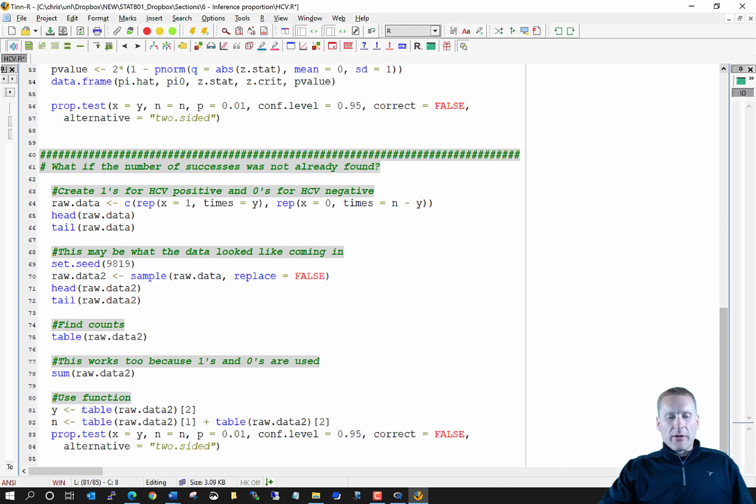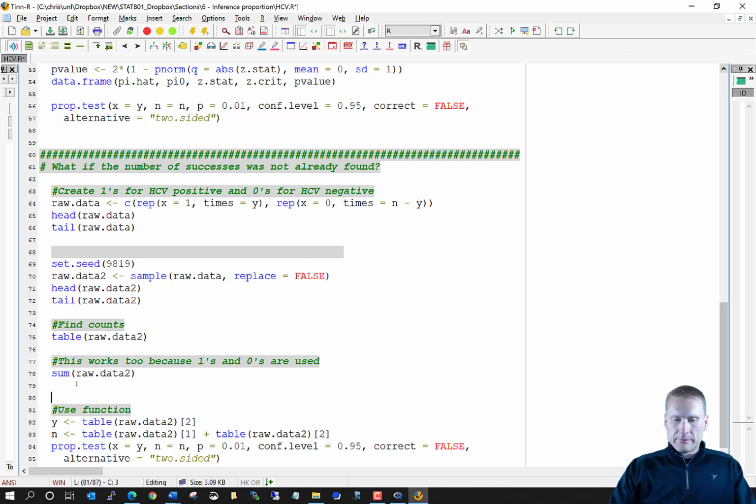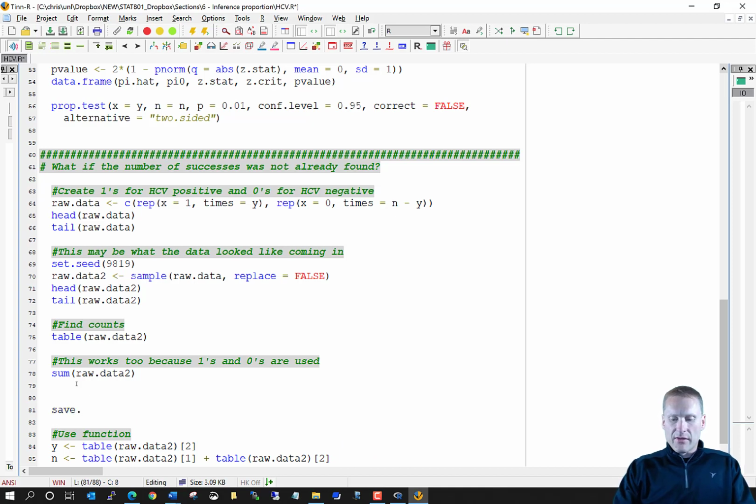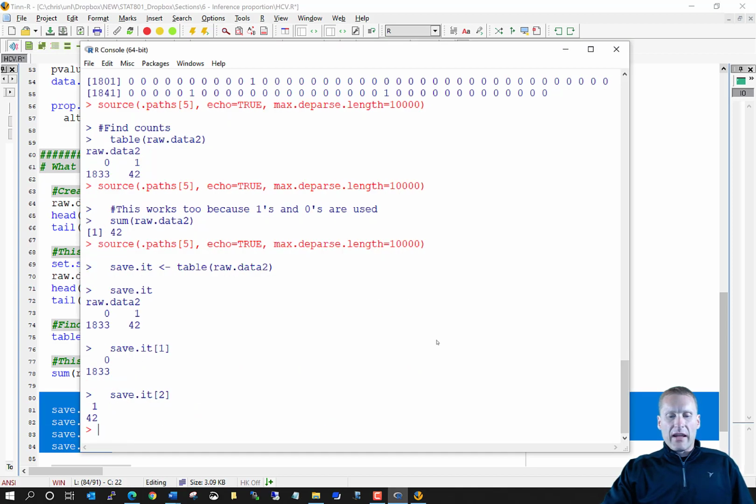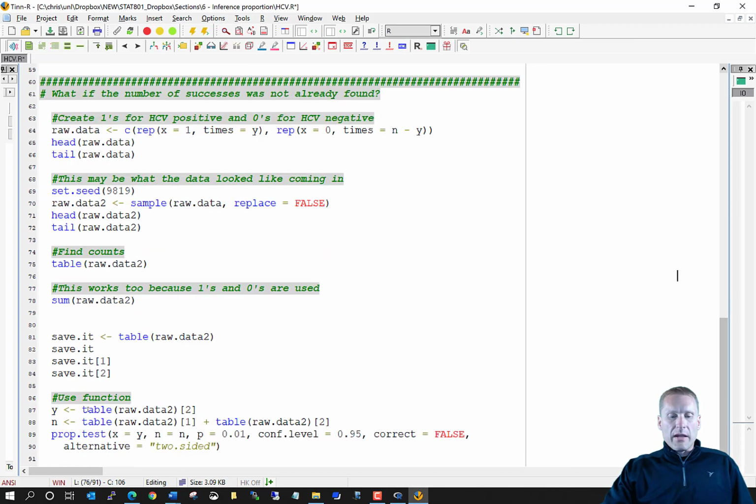So if you notice here with this table of raw.data, suppose I save it into an object, for lack of a better name. What is returned is actually a vector that has two elements in it. And so I can pick out the first and the second elements as needed to do the math. Or I could just immediately go directly with the results from table and pull out that second element. That's what I did there for y. I did a similar thing with n as well.